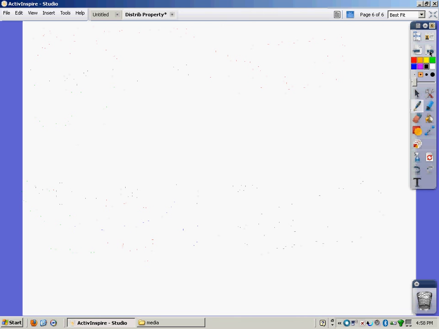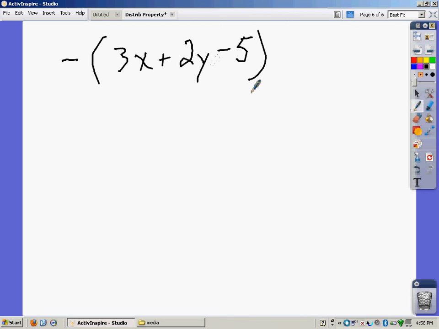The only thing I want to add to it is students have a difficult time with this kind of problem. If I have minus, let's say, 3x plus 2y minus 5. Whereas before, it looked like I had a number here in front, now I have just simply a minus sign. Well, what does that mean? It could be thought of in two ways, but they're both going to give you the same answer. You can think of this negative sign as simply negating, flipping the sign of whatever's inside. It flips each individual term's sign to its opposite.